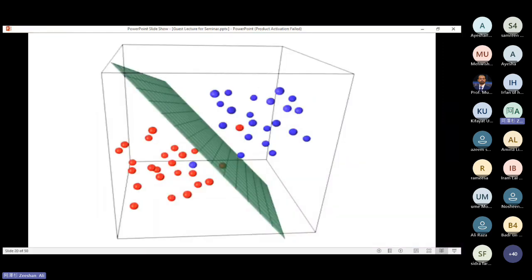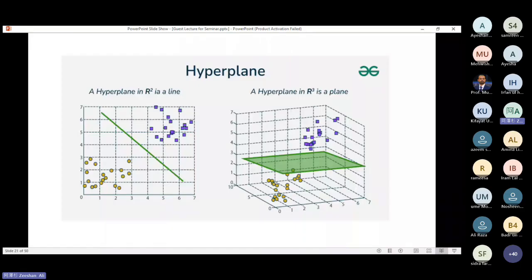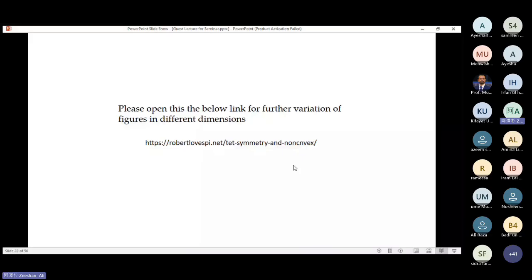For example, this one. Similarly, we have a hyperplane in two dimensions. We can separate two different types of clusters with the help of a line. And similarly, we separate two different types of clusters with the help of a plane. If you open this link, you can easily see different shapes in two, three, and four dimensions.